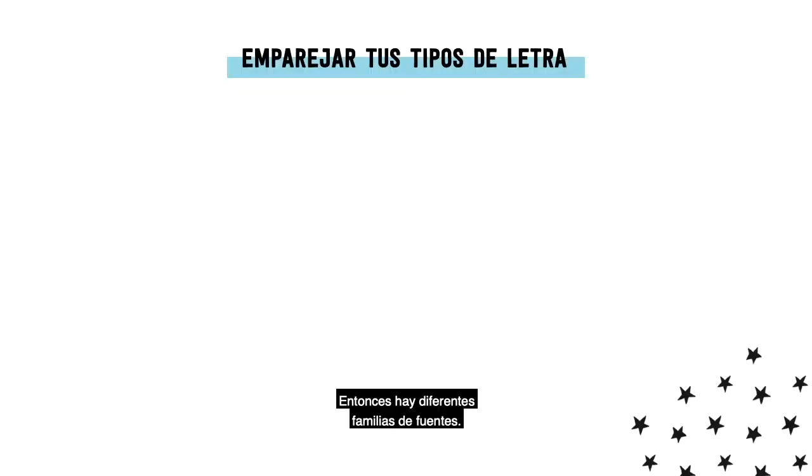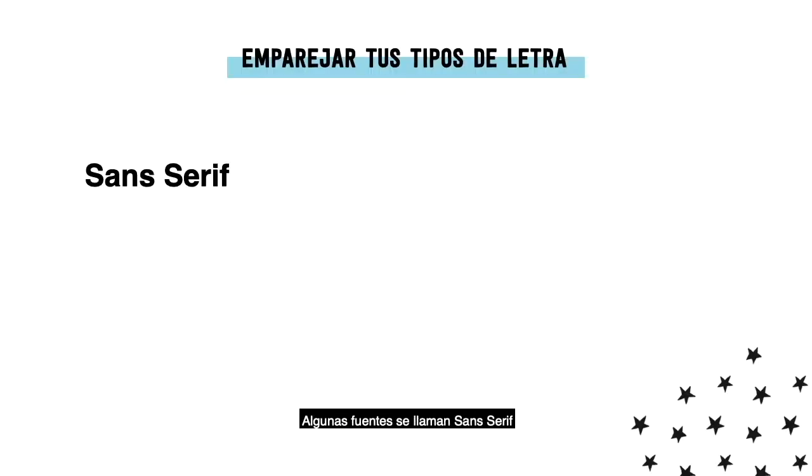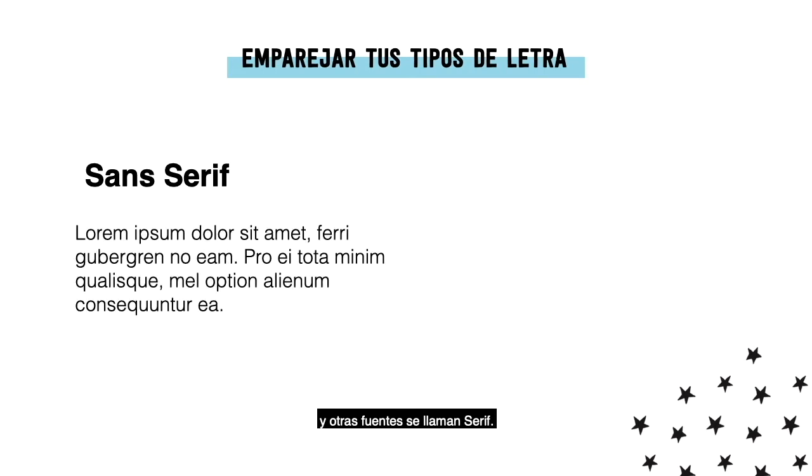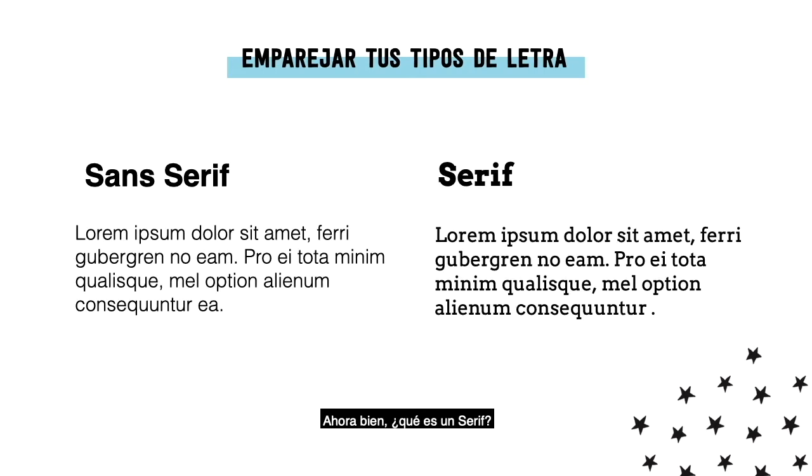So there are different families of fonts. Some fonts are called sans serif and some fonts are called serif. Now, what is a serif? Well, if you compare the font on the left to the font on the right, you'll notice that the font on the right has an extra little element to its design, and it's a small line or a small stroke that's attached to the end and the beginning of the letters. And so when you notice those little lines or those little extra strokes on the letters of a particular font, you know that this is a serif font.